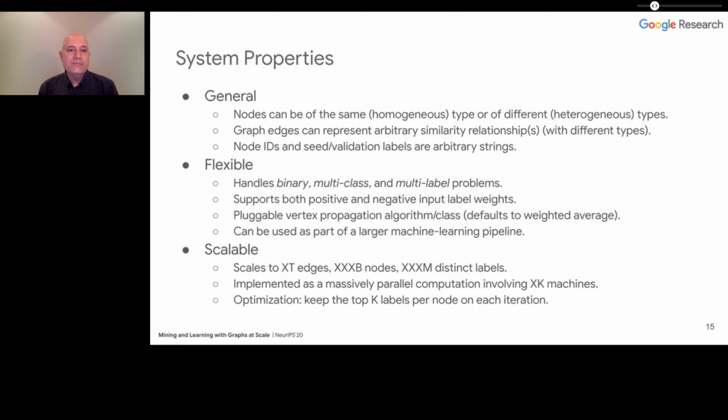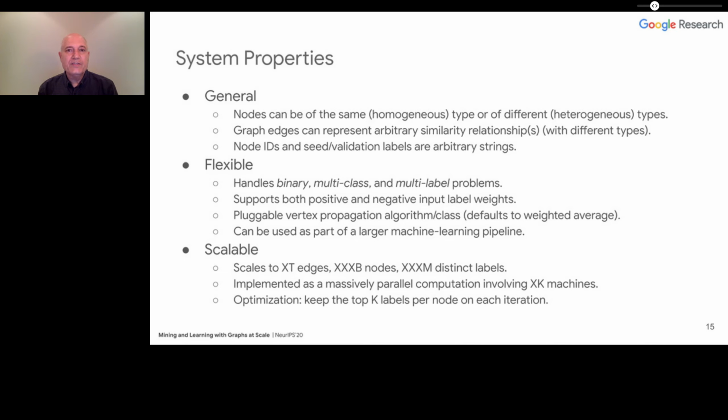Our system has a pluggable algorithm for the update function that's used during the iteration. It defaults to a weighted average, as I'll explain soon. And this can all be used as part of a much larger machine learning pipeline. Typically, we do graph building beforehand, and we may do other kinds of post-processing steps once we have the learned labels.